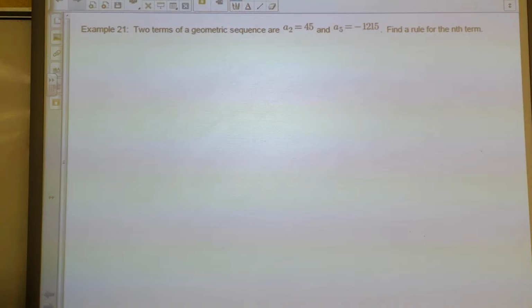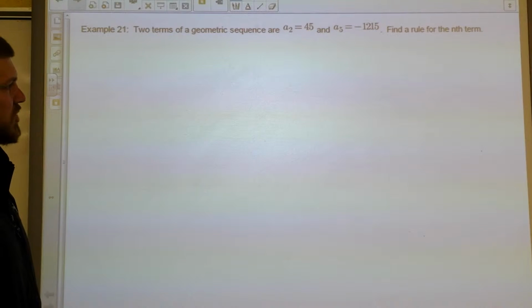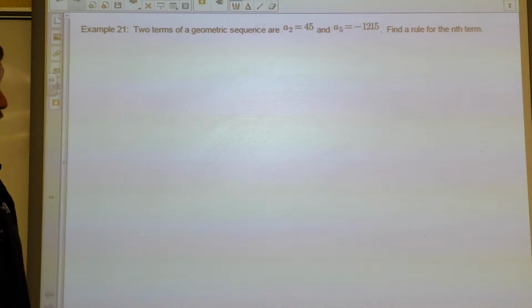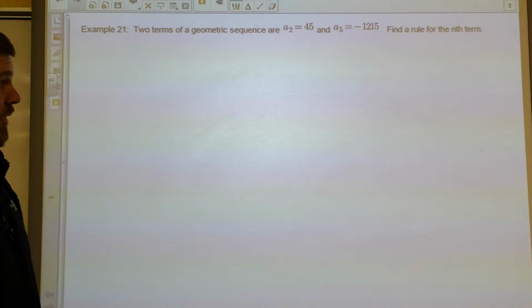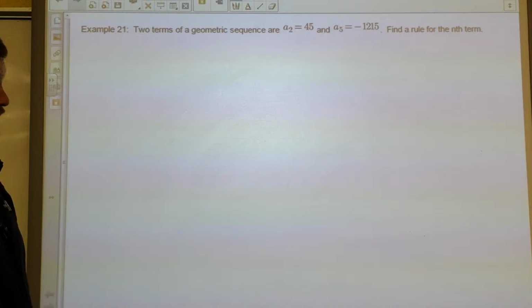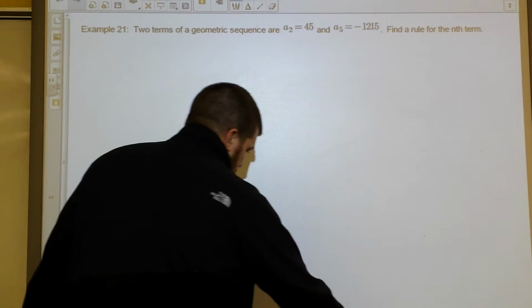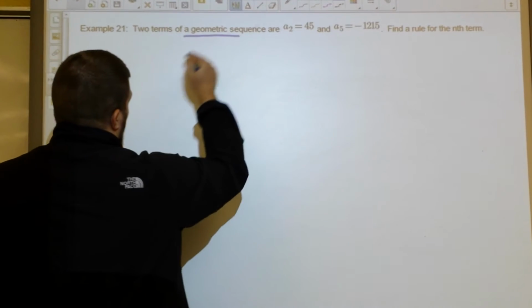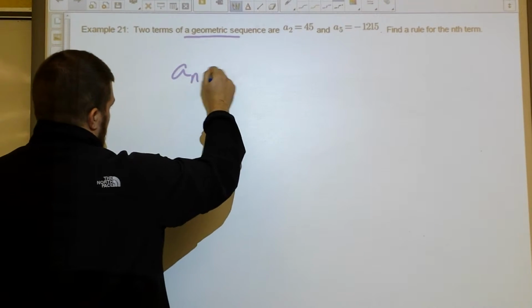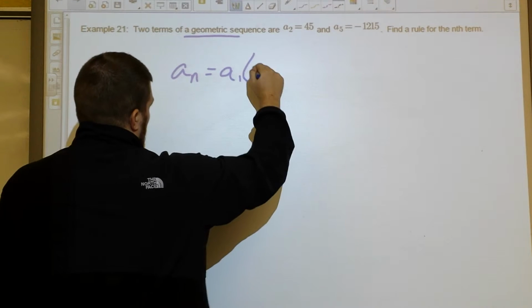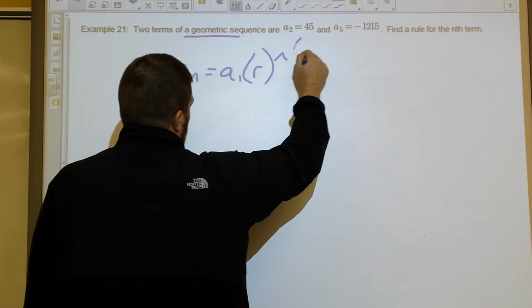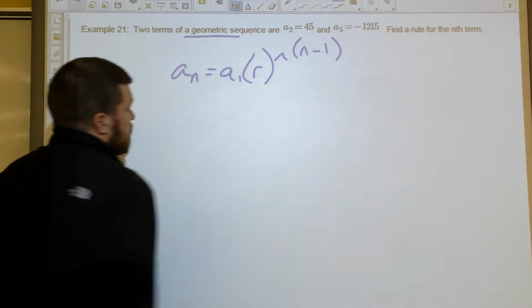All right, and then our last example of this video, here we are given two terms of a particular geometric sequence. We're given the second position has a 45 in it, and the fifth position has a negative 1,215 in it. We want to find a rule for the nth term of the sequence. Well, again, since it's geometric, I know I'm going to start off with a sub n equals the first position times the common ratio raised to the n minus 1 power.